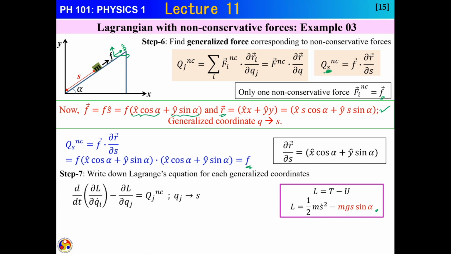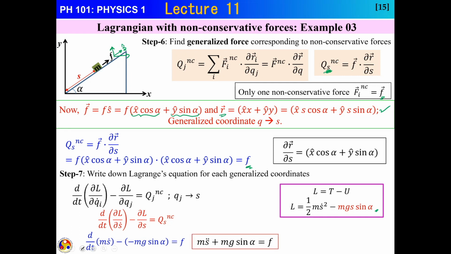So we can write it for s only. This is d/dt of the partial derivative with respect to s dot, minus the partial derivative with respect to s, equal to Q_s. Now, taking the partial derivative with respect to s dot will be m s dot, and similarly with respect to s will be minus mg sin alpha. So we can substitute it, and again taking a time derivative will give m s double dot plus mg sin alpha equal to F. Or you can rewrite it to get a meaningful explanation.